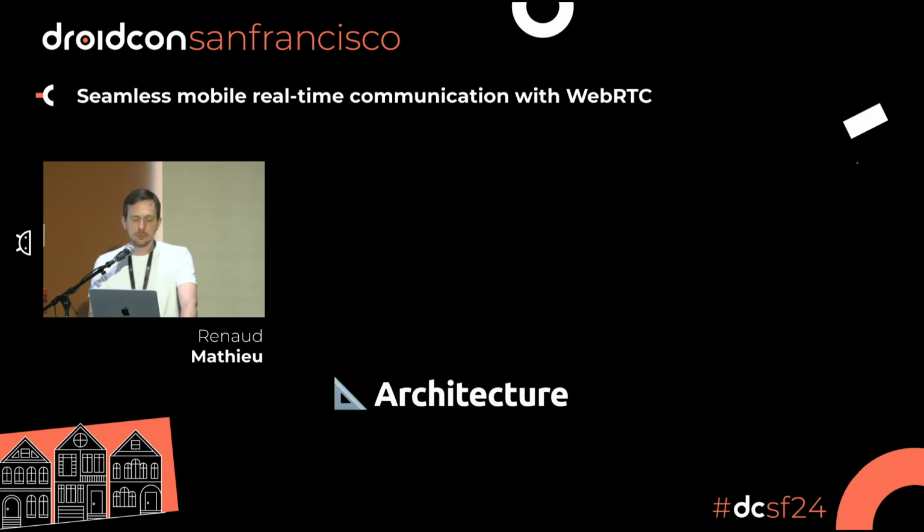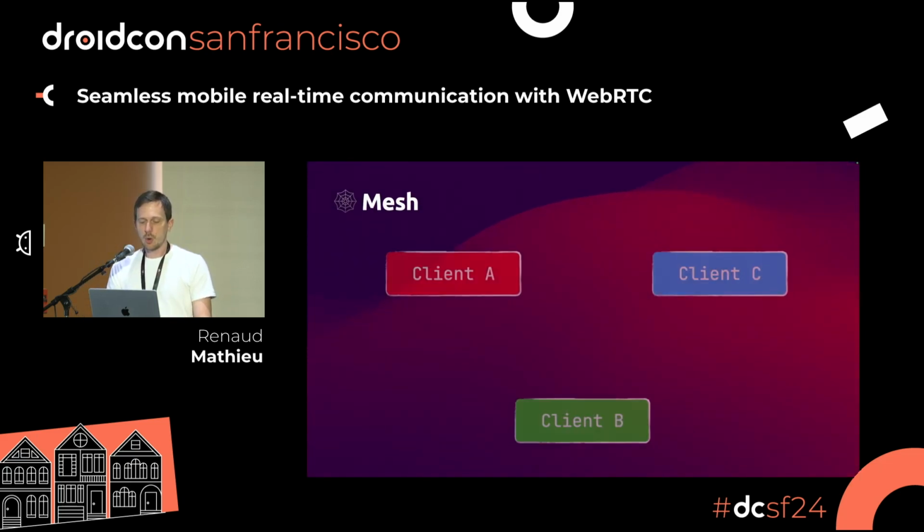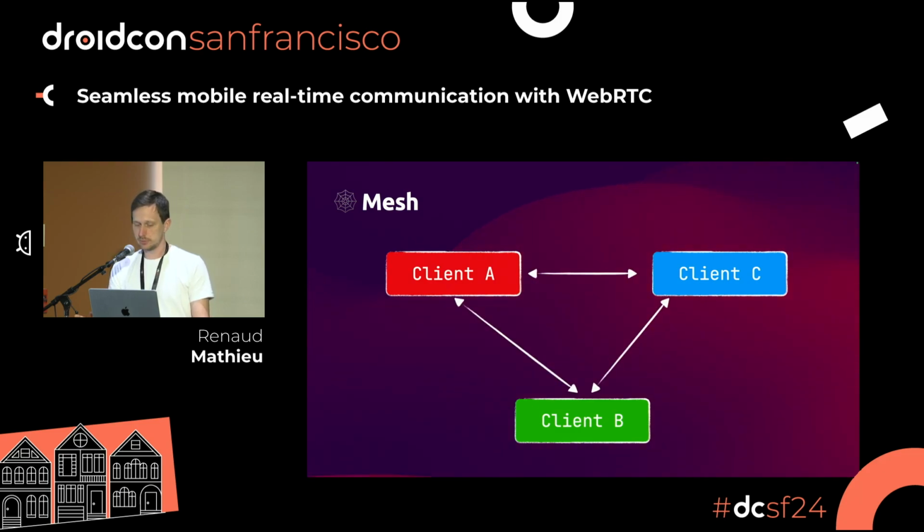Okay, that was the history. To give more context, how is the WebRTC architecture? Let's dig a bit into the standard and the way things work with WebRTC. Let's start with the basic architecture, mesh. In mesh, all the participants are directly connected to all other participants.